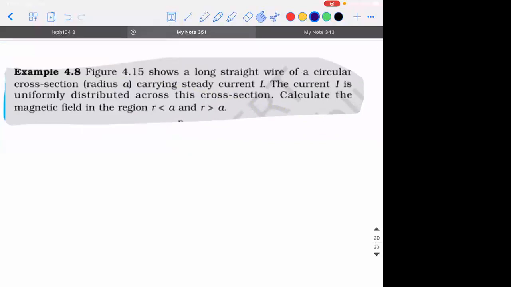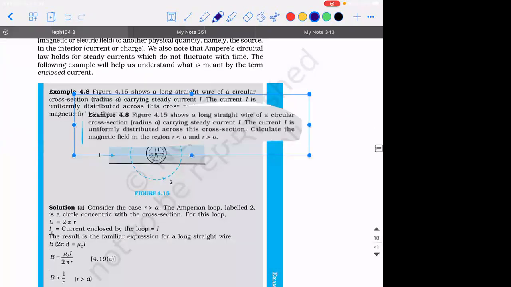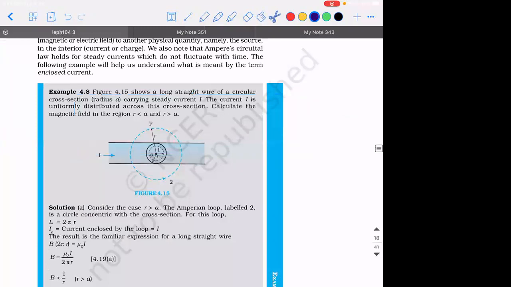Listen. In figure 4.15, it shows a long straight wire of circular cross section of radius A carrying a steady state current I. The current I is uniformly distributed across this cross section. Calculate the magnetic field in the region R less than A and R greater than A. So the diagram is this thing.